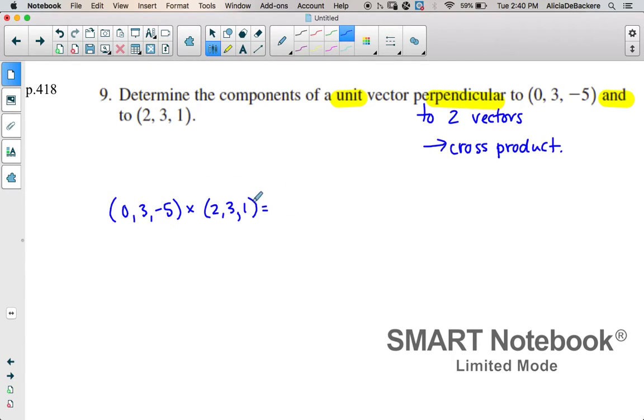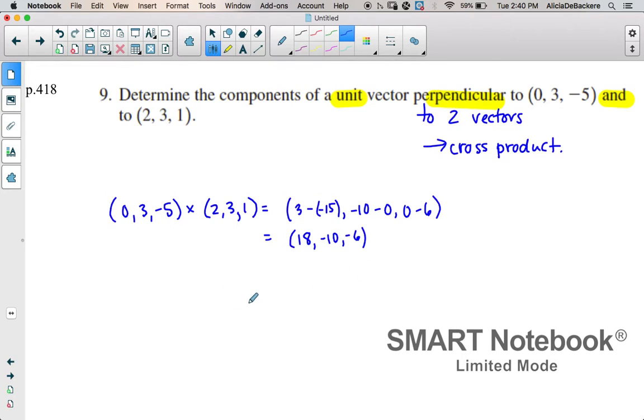So I'm going to do 2 times 3 minus 3 times 2. And then I'll do 3 times 1 minus 1 times 3. And then I'll do 1 times 2 minus 2 times 1. And then I'll add these up. All right, so I've got a vector. It's not a unit vector.